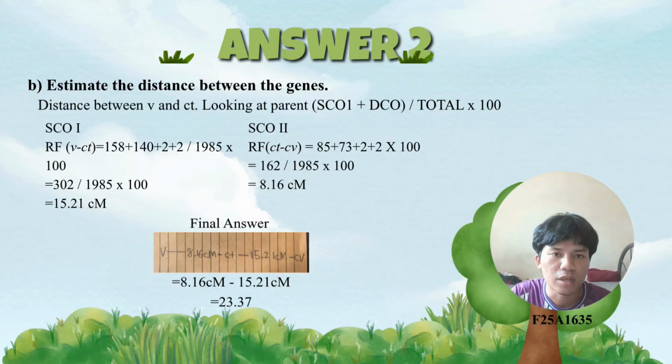Next, I calculate the recombination frequency between V and CT. The total number of recombinants was 162 out of 1,985 offspring, giving a map distance of 8.16 centimorgan. For CT and CV, the total number of recombinants was 302 out of 1,985 offspring, resulting in a map distance of 15.21 centimorgan. Therefore, the final genetic map has V to CT at 8.16 centimorgan and CT to CV at 15.21 centimorgan. The total between V and CV is the sum of the two.